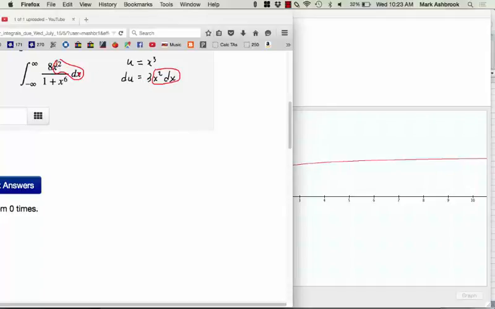du over 3. So I can substitute for this expression and save myself a lot of hassle rearranging things. Do you see that? There's x squared dx, there's x squared dx. So what does x squared dx equal? du over 3. So my integral becomes 8 over 1 plus u squared, because we know x to the 6th is x cubed squared. So that's why this is 1 plus u squared. And then x squared dx is my du over 3.